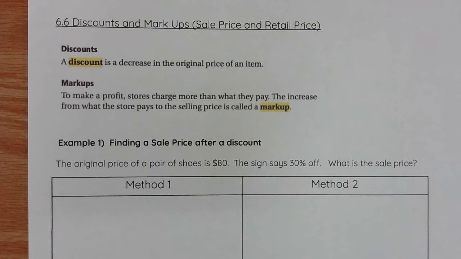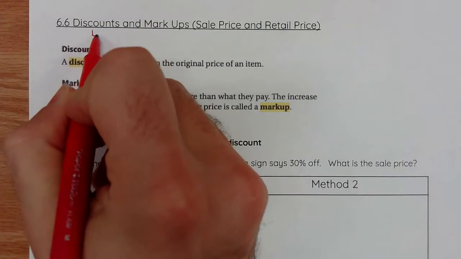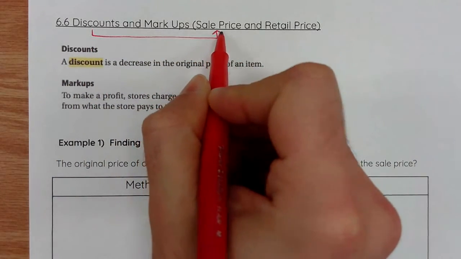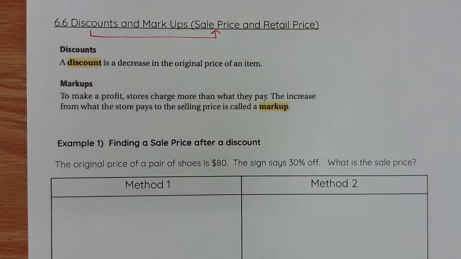All right, in this video, we're going to take a look at a percentage application. We're going to take a look at discounts and markups. So discounts are going to refer to sale prices. So when we take a discount on something, often at a store, we're taking a percentage off to get a new price, and that new price is the sale price.